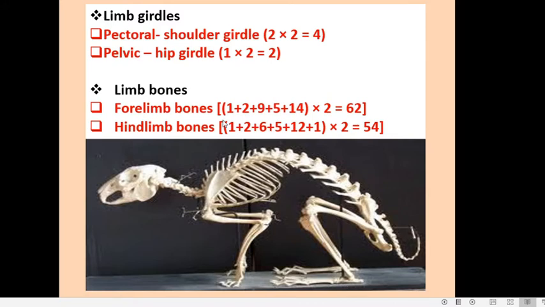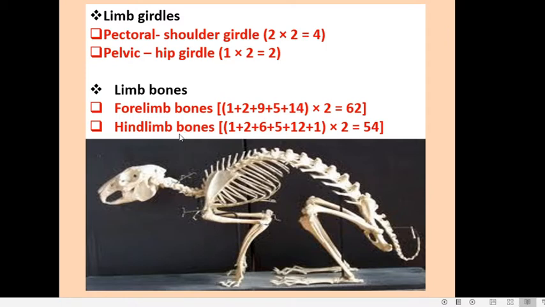Now we will just take their number. The pectoral girdle or the shoulder girdle consists of two bones on each side. So altogether they make 4. The pelvic girdle consists of a single bone on either side. So they make up a total of 2 bones. Now coming to the forelimb bones. Each forelimb consists of 31 bones. That is 1 in the upper arm, 2 in the lower arm or the forearm, then 6 in the wrist, 5 in the palm, then 14 in the digits. So altogether there will be 31 bones on each forelimb, so total 62.